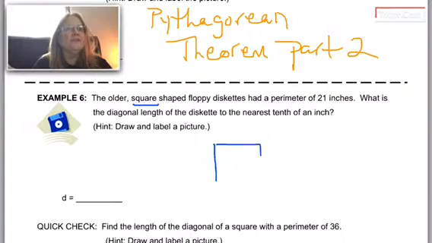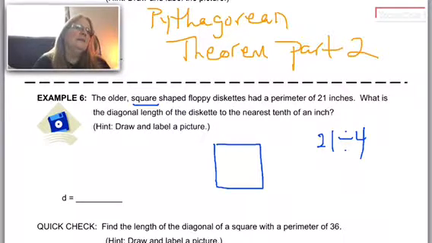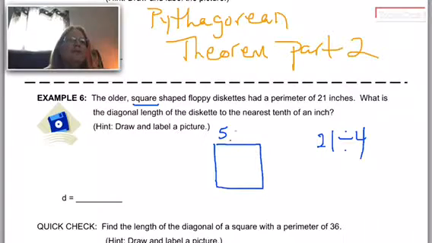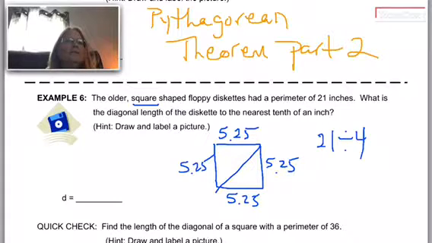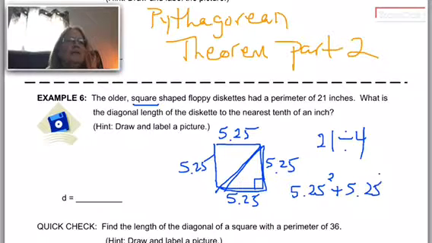Square-shaped, so it's a square. The perimeter is 21. Well, since all the sides are the same, 21 divided by 4 is 5.25. So all the sides are 5.25, and we want to know the diagonal. So here we go. We have a right triangle with dimensions of 5.25. So 5.25 squared plus 5.25 squared equals c squared, which would be the diagonal.